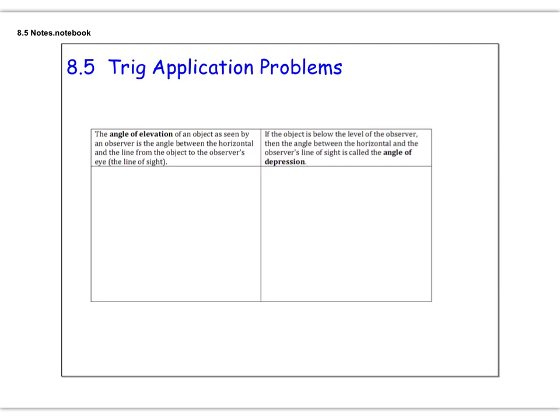Basically, we're going to take all of the things that we've learned about sine, cosine, and tangent, and apply it to word problems. So there's just two new vocabulary words or phrases today. The first one is angle of elevation. Basically, the angle of elevation is the angle that's formed when you're looking up at something.